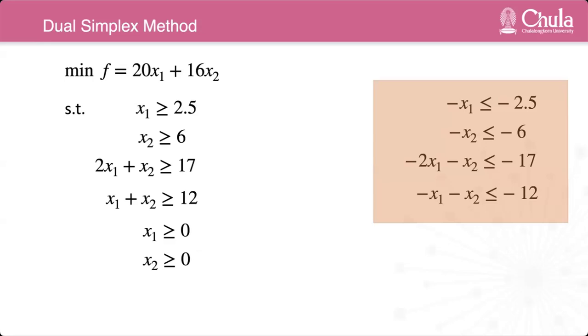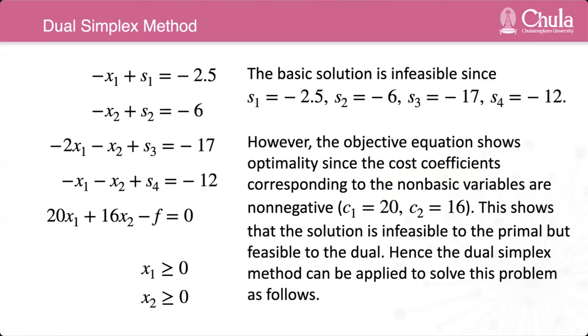Okay. So for the dual simplex method, you don't care about the left-hand side. You just rearrange your inequality to this form, lesser or equal. Okay? And the right-hand side must be negative. Negative, it's all right. We will deal with it.